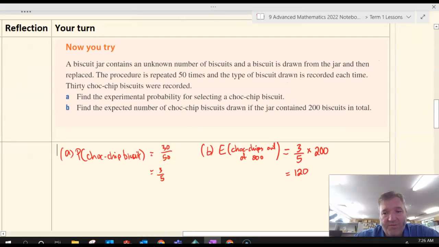That's it for this exercise. Pretty straightforward. Relative frequency: how many favourable outcomes divided by the total number of outcomes. That's your estimate of the probability, or your experimental probability. And to find the expected number in the future, just take the probability and multiply it by the number of trials.